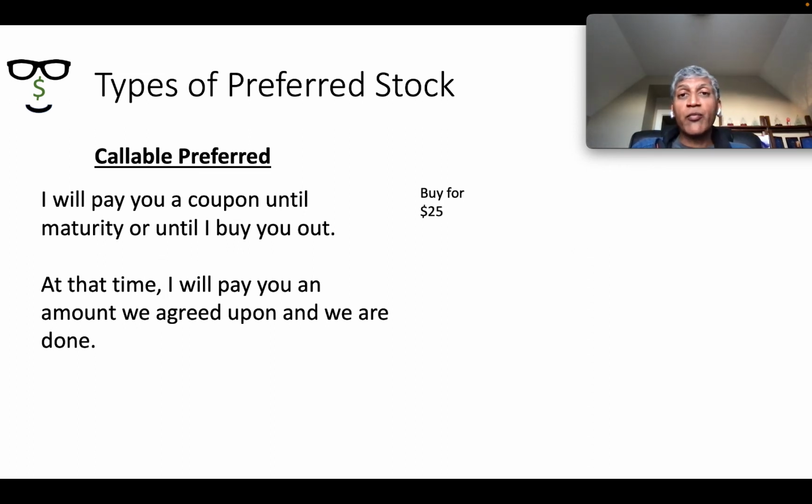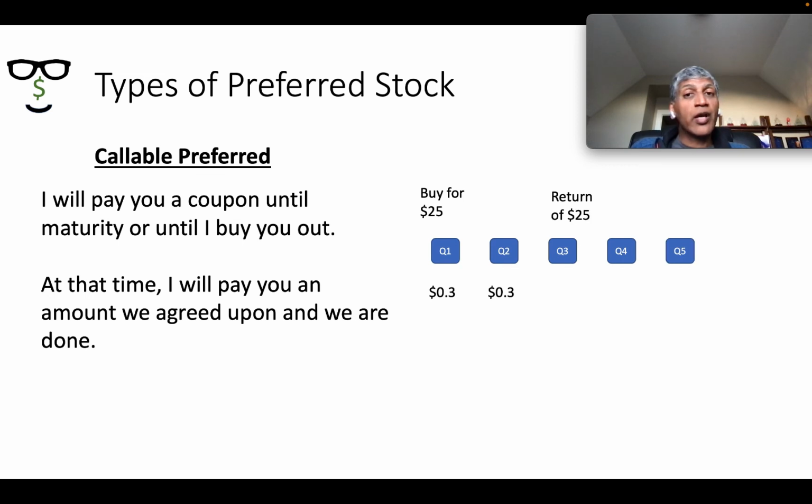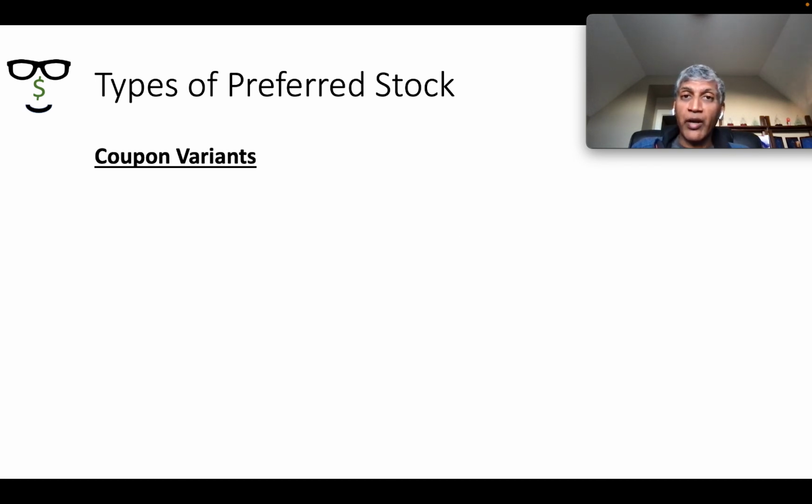So you buy the preferred stock for 25 bucks. I pay you the Q1 dividend. I pay you the Q2 dividend. And I decide I don't want to pay you the Q3 dividend. Instead, I'm going to pay you the $25 back. See you later. I am done. That's the callable preferred stock.